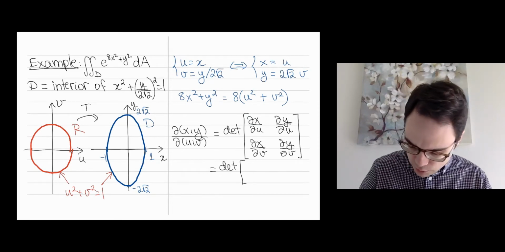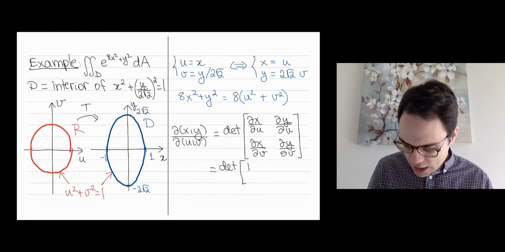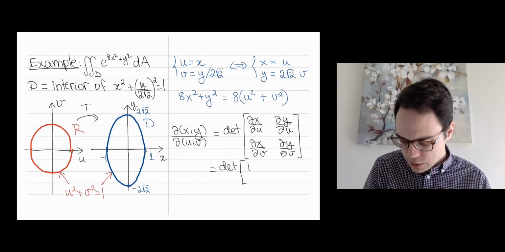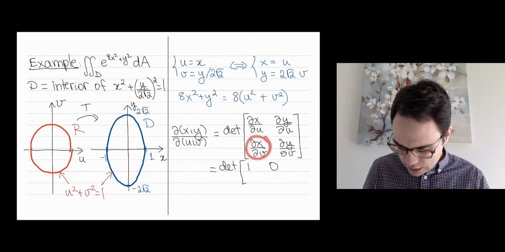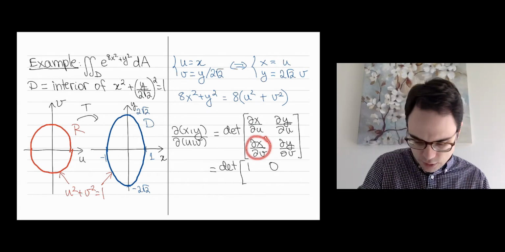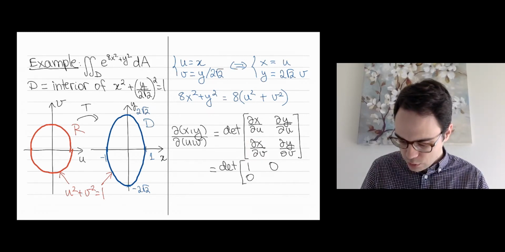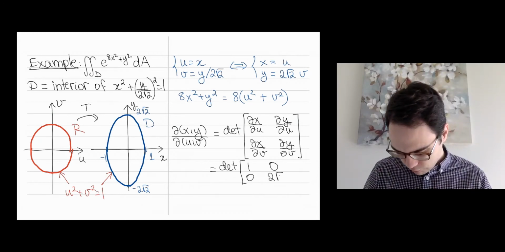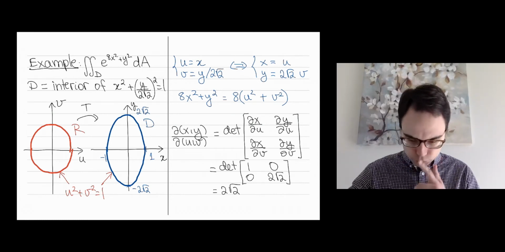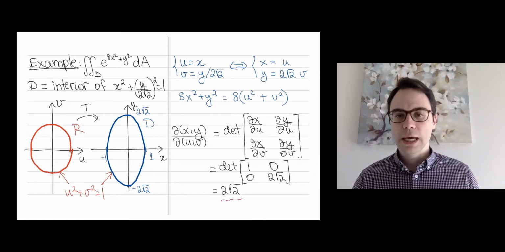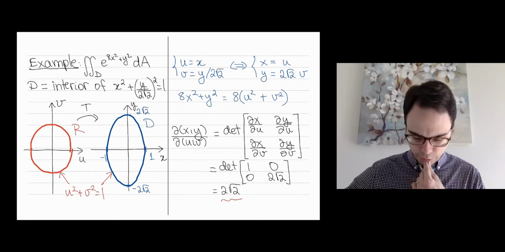Okay, so let's do that. dx/du: x is u, so dx/du is 1. dy/du: y is 2 root 2 times v, so the u partial here is 0. Next, dx/dv is du/dv, that's 0. And finally, dy/dv is 2 root 2, just 2 times root 2. So this determinant is just 2 times root 2. That's another important ingredient when you change variables.